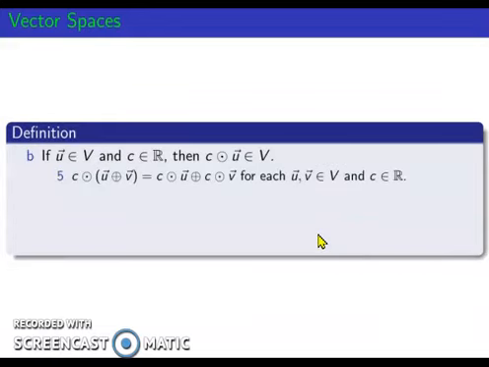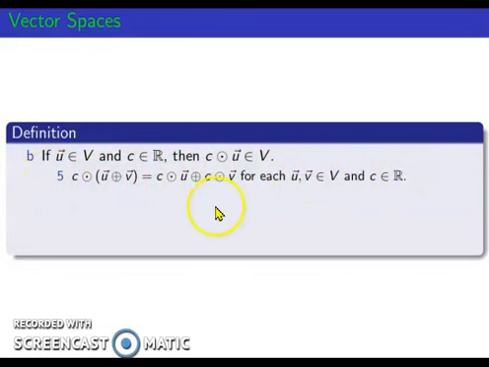Now for B, so we are now on the multiplication part. So if U is a vector and C is any scalar, then C times a vector is in V. So again, this is closed under scalar multiplication. Hindi pwede na kapag i-multiply mo itong dalawa, lalabas siya sa V. But it should be in the set V.